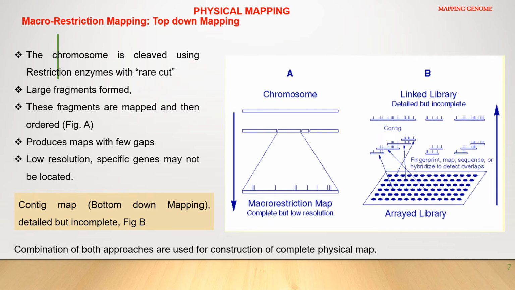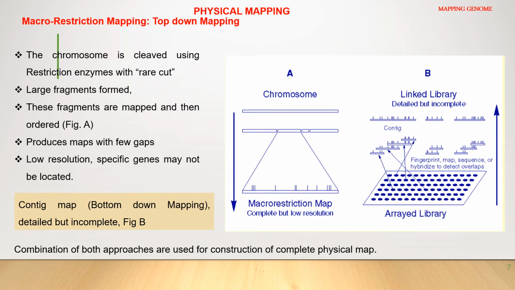Another type of restriction mapping is macro restriction mapping, or top-down mapping. In this, the chromosomes are cleaved using restriction enzymes with rare cuts. This would lead to the formation of large fragments of DNA. These fragments are then mapped and ordered, as shown in Figure A. This type of mapping leads to the production of few gaps in the map sequence. However, the resolution is low and specific genes may not be located.